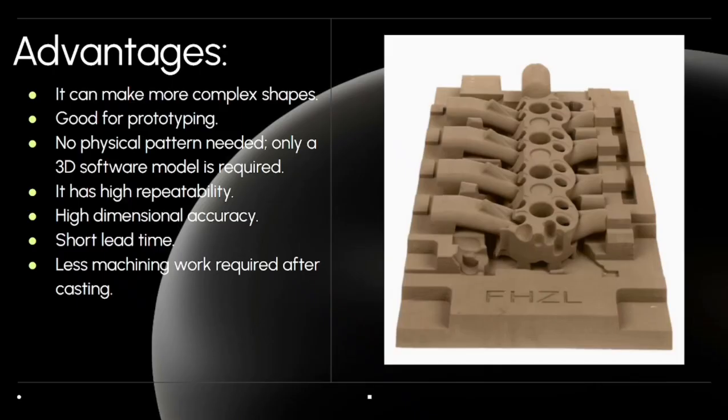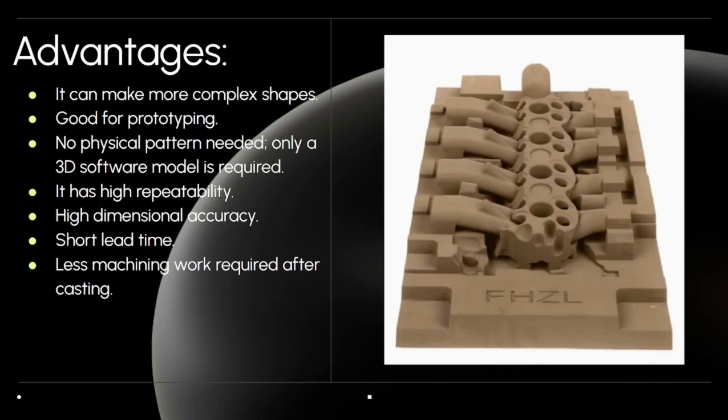So what are the advantages of this type of sand casting versus the conventional sand casting? One huge advantage this has over the conventional way is that it has very high dimensional accuracy, which leads to being able to make very complex shapes. And because you can make very complex shapes, you don't have to machine it as much when you get to the end product, after casting the metal and after the metal solidifies.